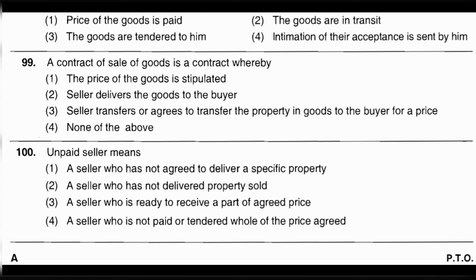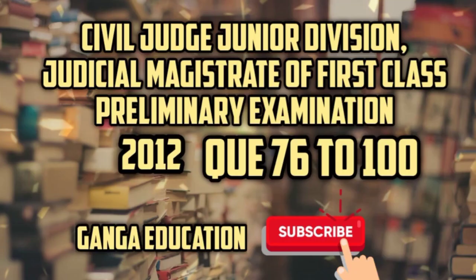Now question number 100. Unpaid seller means option number 1, a seller who has not agreed to deliver a specific property. Option number 2, a seller who has not delivered property sold. Option number 3, a seller who is ready to receive a part of agreed price. Option number 4, a seller who is not paid or tendered whole of the price agreed. And the correct answer is option number 4, a seller who is not paid or tendered whole of the price agreed. That's it for today.